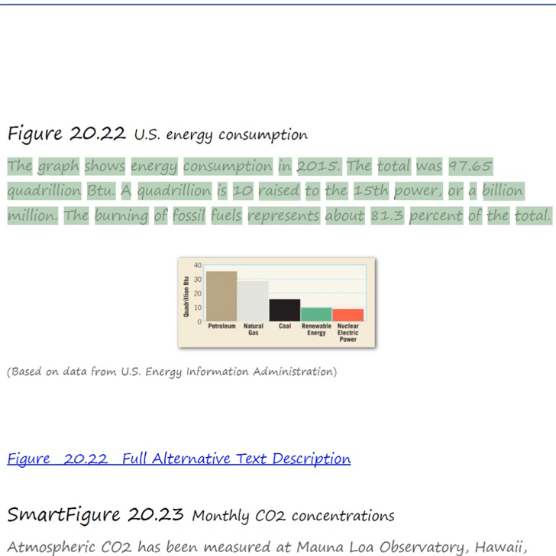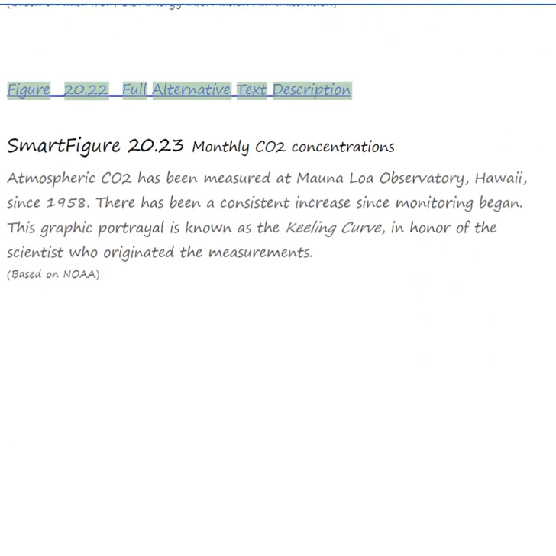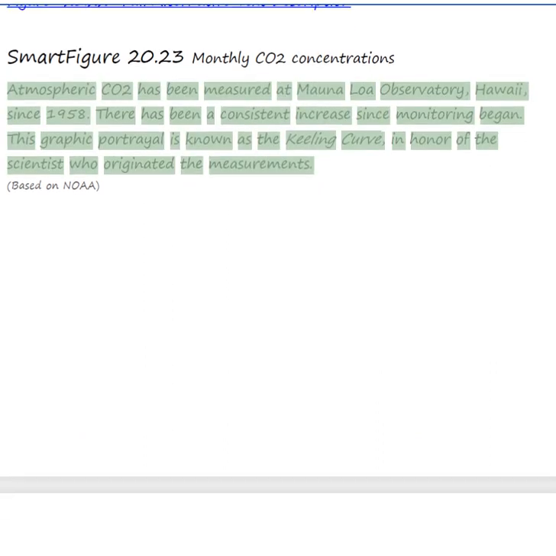The graph shows energy consumption in 2015. The total was 97.65 quadrillion BTU. A quadrillion is 10 raised to the 15th power, or a billion million. The burning of fossil fuels represents about 81.3% of the total. Figure 20.22 Full alternative text description. Atmospheric CO2 has been measured at Mauna Loa Observatory, Hawaii, since 1958. There has been a consistent increase since monitoring began. This graphic portrayal is known as the Keeling curve, in honor of the scientist who originated the measurements.